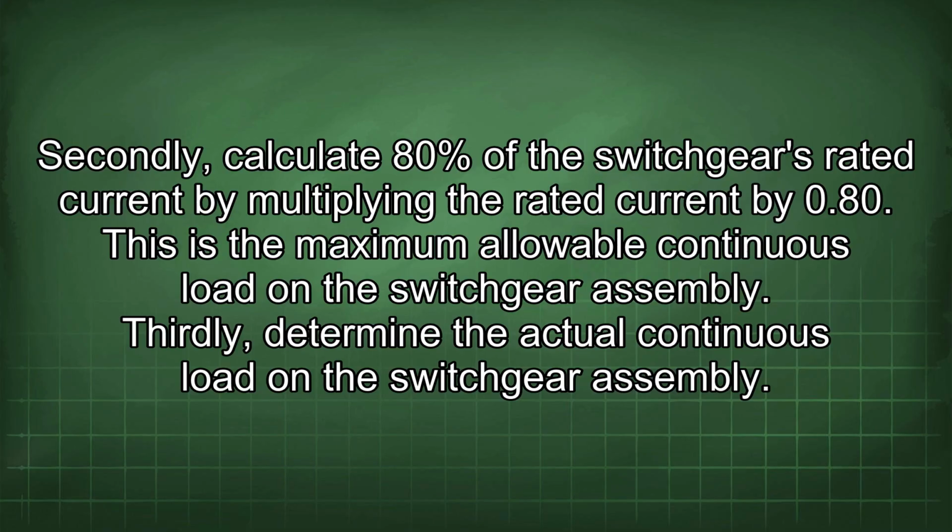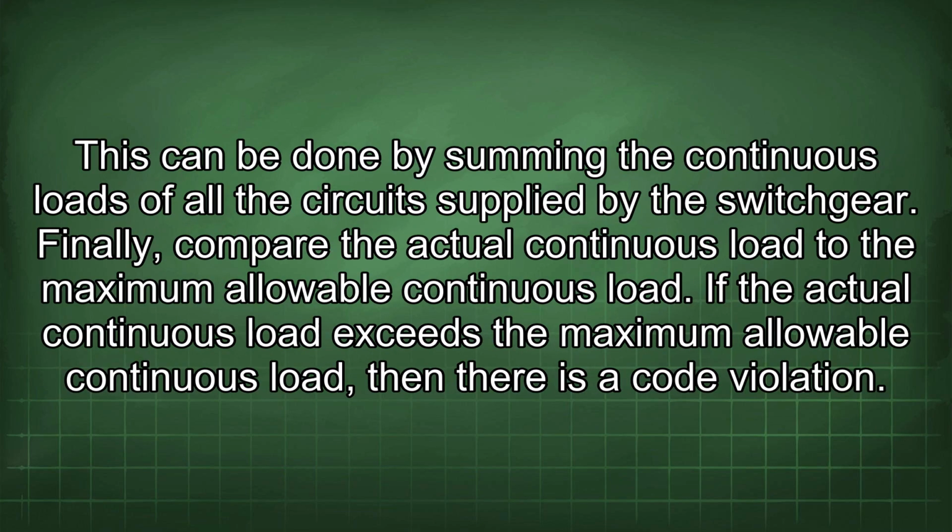Thirdly, determine the actual continuous load on the switchgear assembly. This can be done by summing the continuous loads of all the circuits supplied by the switchgear. Finally, compare the actual continuous load to the maximum allowable continuous load. If the actual continuous load exceeds the maximum allowable continuous load, then there is a code violation.